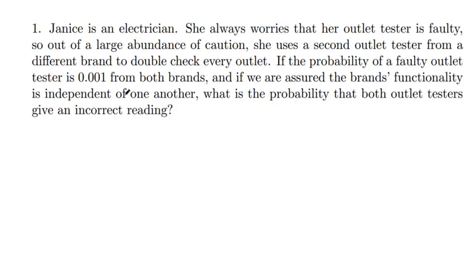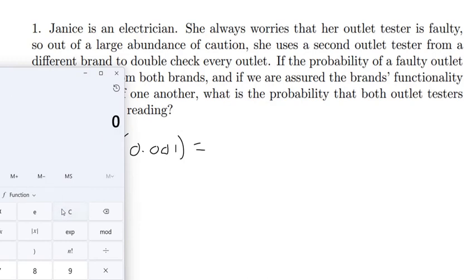So in this example, if you've had a chance to read through it, the probability that the first one is defective is 0.001, and the problem assures us that if one of them is defective, that doesn't impact the chances of the other one being defective. You can make an argument that these should be dependent if they come from the same factory, but if they're two different brands, that probably assures us that they're both independent of one another. So we can find the probability that both of them are defective by multiplying them.